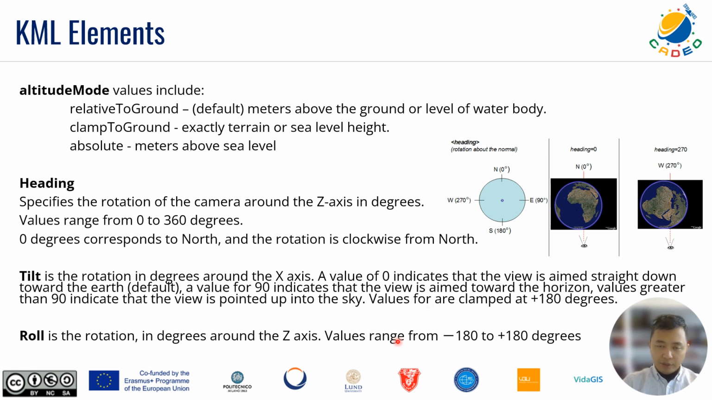We also have the other element, roll. The roll is the rotation in degrees around the z-axis, and the value ranges from minus 180 to plus 180 degrees.